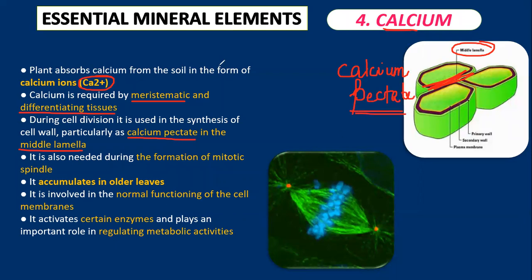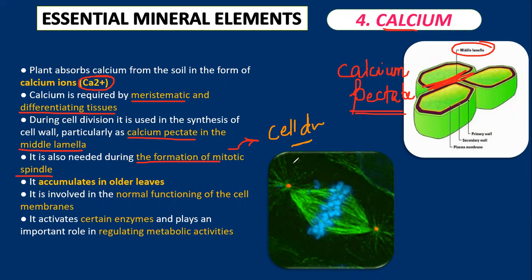Very important point. That would be the question from this area. Clear? It is required for the formation of the mitotic spindle during cell division. It helps in cell division as well. Okay, so calcium is a very important element.